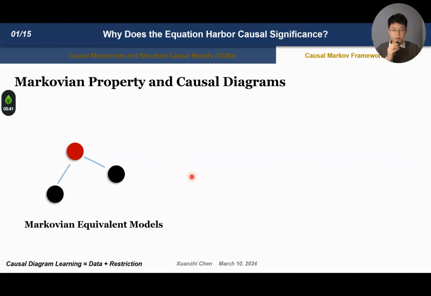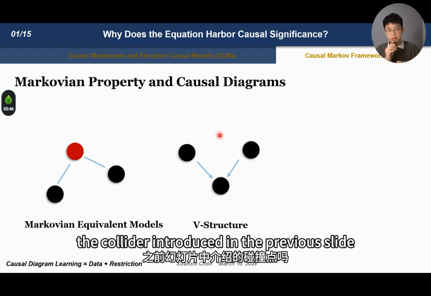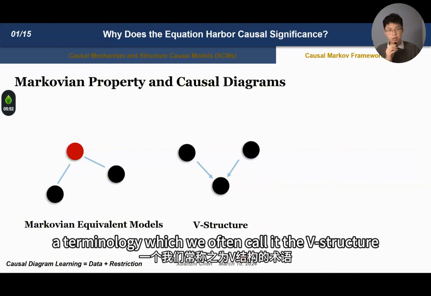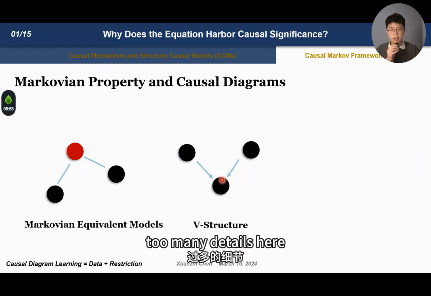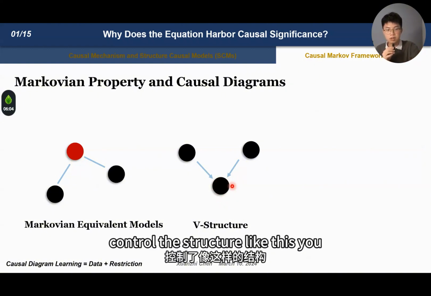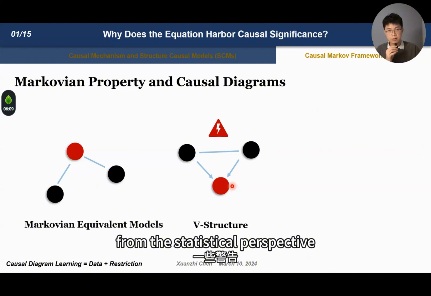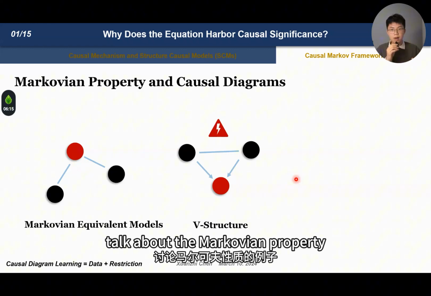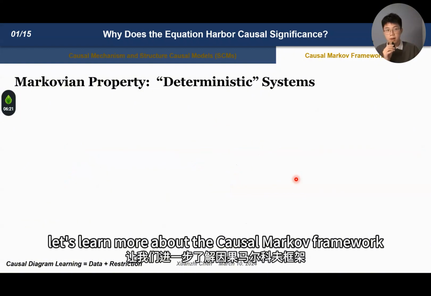Another point: do you remember the collider I introduced in the previous slide? Here we can link it to a term we often call the V structure. Similarly, I didn't show too many details here, but the sense is that if in a diagram you control the node in a structure like this, then you might raise some warning from the statistical perspective. So this is one example to talk about the Markovian property. In the following, I'm going to use another example. Let's learn more about the causal Markov framework.